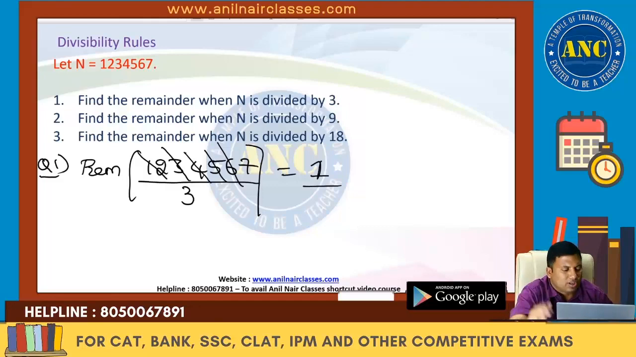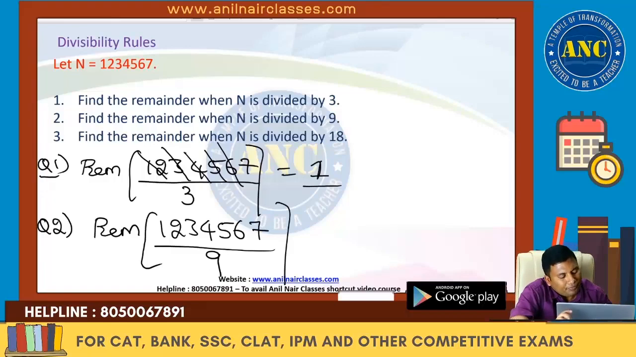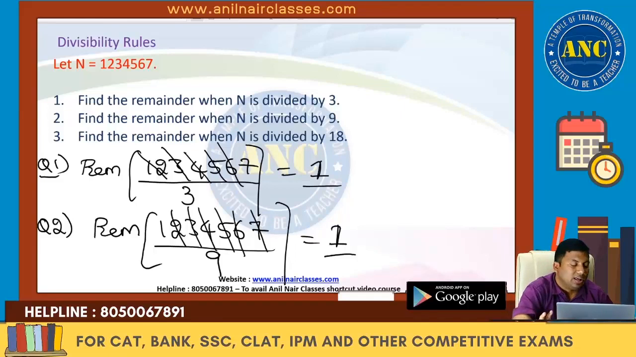Delete the digits whose sum is 3. The sum of the digits should be divisible by 9. The same thing applies when the number is divided by 9. 1234567 divided by 9: 6 plus 3 is 9, 5 plus 4 is 9, 7 plus 2 is 9, and 1 divided by 9 leaves 1. I hope the idea is clear. Question 1, I hope it is clear. Question 2, I hope it is clear.